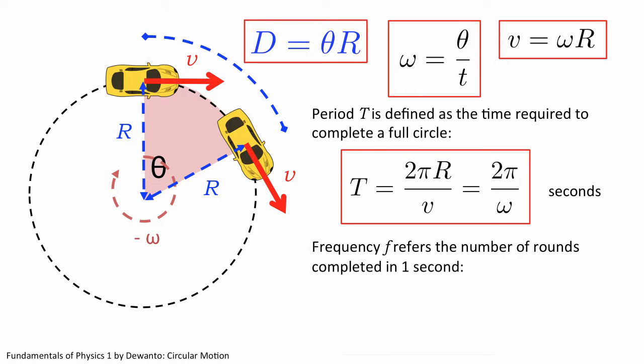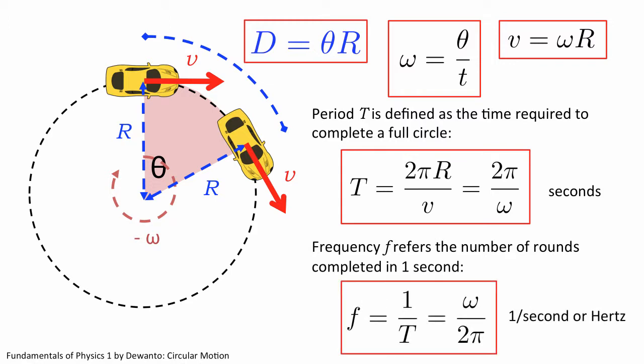Think of this for instance. Let's say it takes 1 minute for the car to complete 1 round. That means the period of the car is 1 minute or 60 seconds. What about the frequency of the car? In other words, how many rounds does the car complete within a second? If it takes 60 seconds for the car to complete 1 round, within a second, the car will only complete 1 over 60 of a full round. It is the inverse of period. Frequency is always the inverse of its corresponding period.